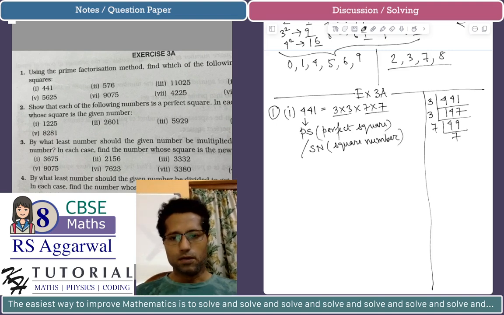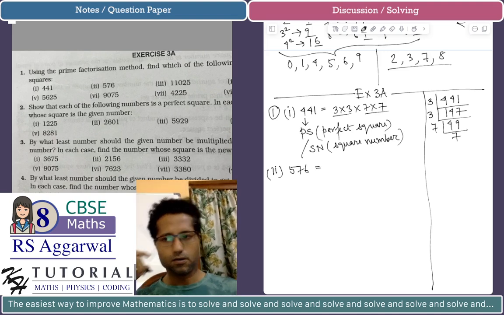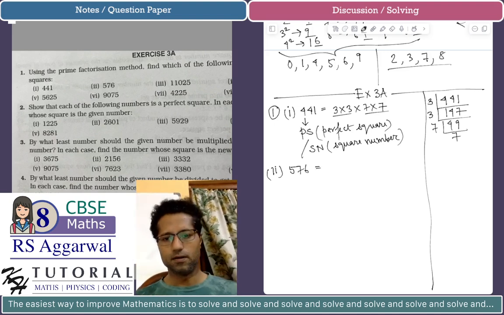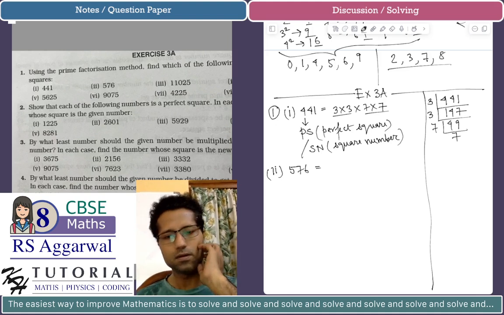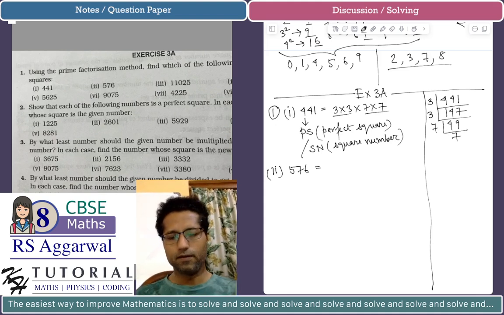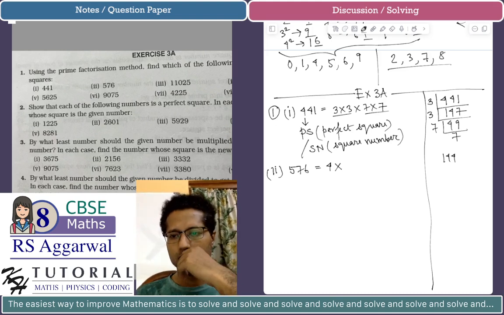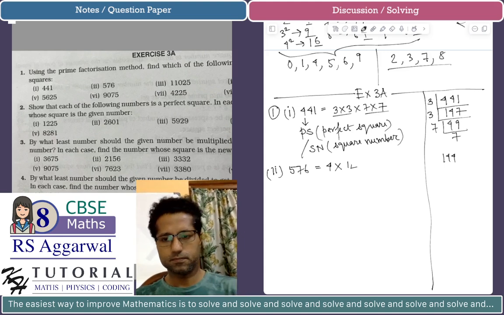Okay, let's do part 2, 576. Now let me see if I can do it orally. It will divide with, I guess, 4. Yes, it will. If I divide with 4, I have 4 multiplied by 144. Now 144, I know that it is definitely a multiplication of 12 and 12, I guess.